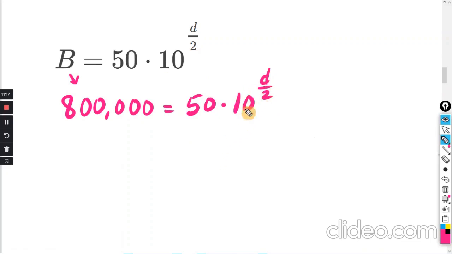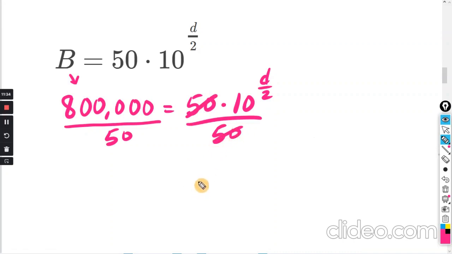All right, I'm trying to isolate D, so I'm going to get rid of the 50. This is times 50. Opposite of times 50 is divided by 50. Okay, I just do the same thing to both sides. 50 over 50 cancels. All right. And you can reduce this a little bit just to make it easier to write. Let me see. 80,000 divided by 5.